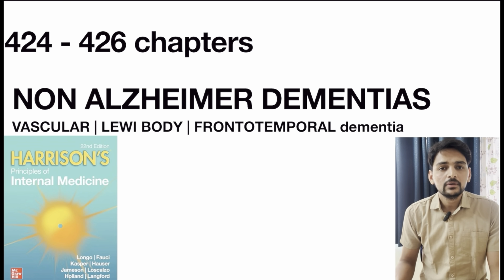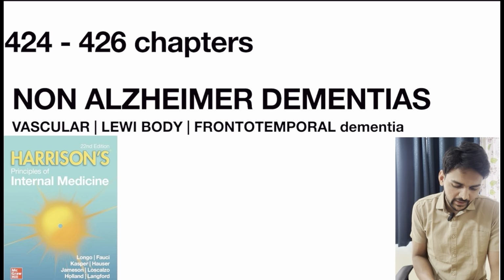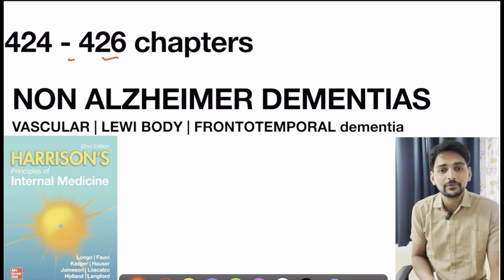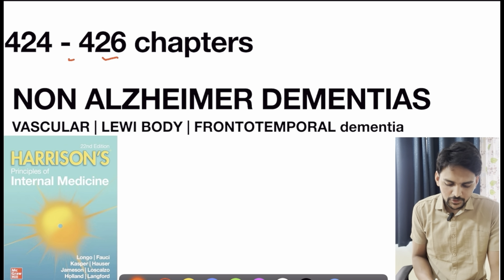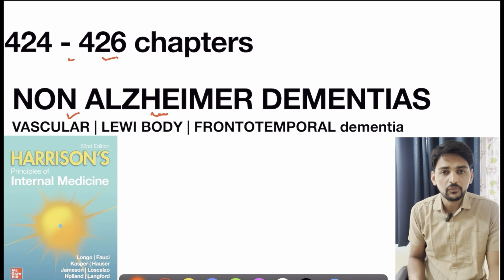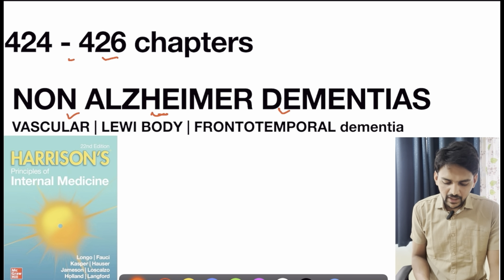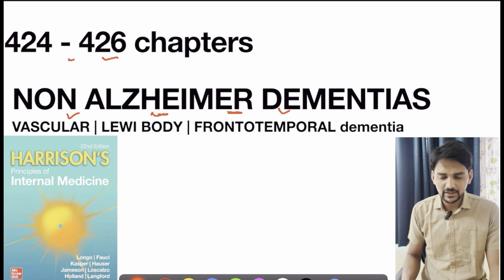In this video, we will be again discussing the neurology section, where I will be dealing with chapters 424, 425 and 426 from Harrison, that is mainly about non-Alzheimer's dementias like vascular dementia, Lewy body dementia and frontotemporal dementia. Because Alzheimer's disease is being discussed in detail in one of the previous lectures, this video mainly focuses upon non-Alzheimer's dementias.